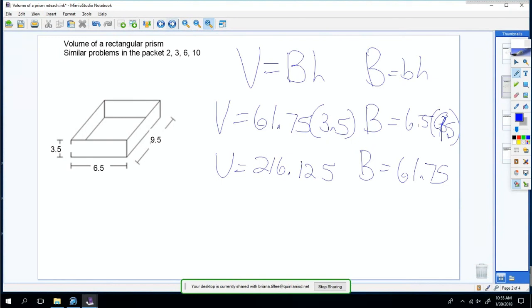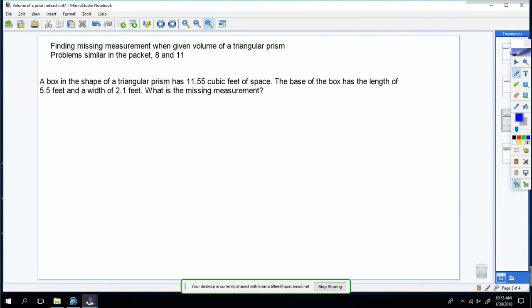All right. Now let's work one backwards. So this is finding a missing measurement of a triangular prism. So a box in the shape of a triangular prism has 11.55 cubic feet of space. So that's my volume. The base of the box has a length of 5.5 feet and a width of 2.1. So I know my volume formula is V is equal to big B times H. Well, luckily I have enough information to find big B.